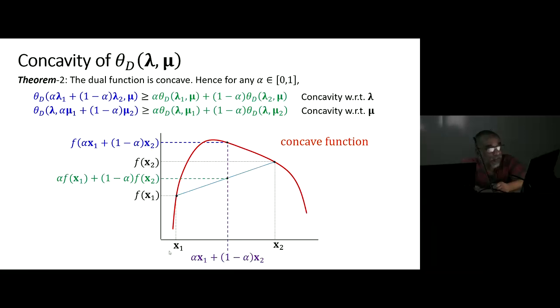So we take two points, x1 and x2, and so this is f of x1, this is f of x2. This straight line segment joins x1 comma f of x1 with x2 comma f of x2, and we divide this in the ratio 1 minus alpha to alpha. So this point here is alpha f of x1 plus 1 minus alpha f of x2. So this is a linear combination of the function.